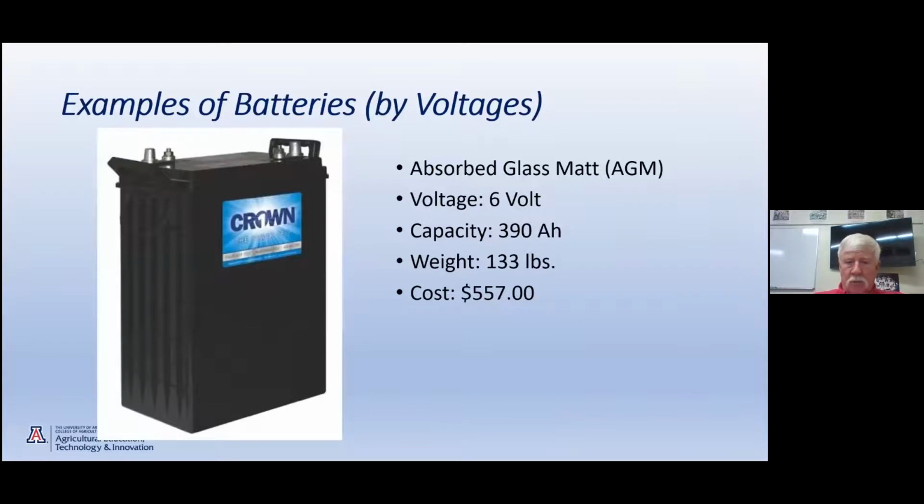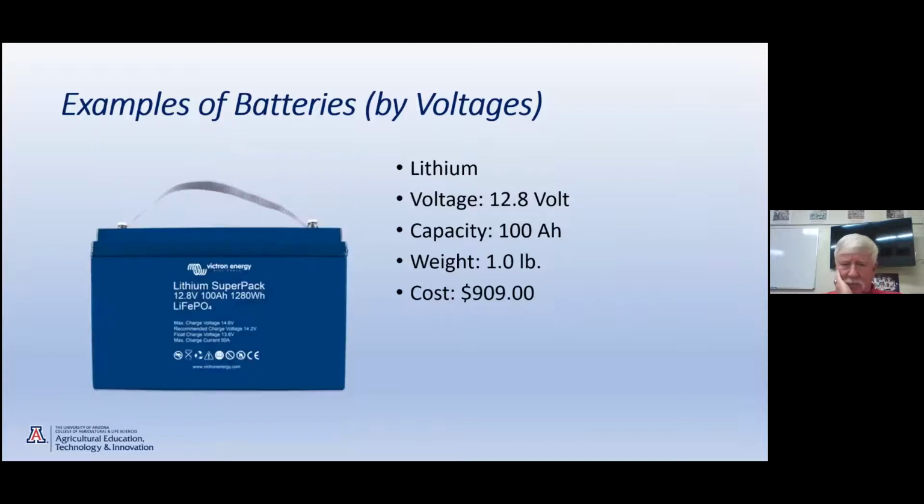Here's an absorbed glass mat, also in a 6 volt. This one has 390 amp hours, 133 pounds the weight, $557. And I'll show you one of the websites where we got some of this information from. Here's a lithium. This one is 100 amp hour, 1,280 watt hours. Very lightweight, but again, look at the cost, $900 for this battery. And this one's a 12.8 volt.